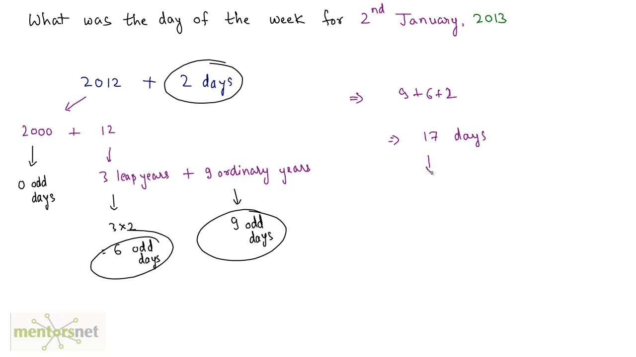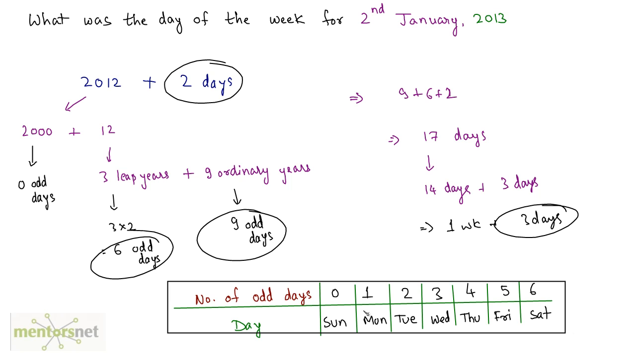Right, now 17 days can be written as 14 days plus 3 days. 14 days is actually 2 weeks plus 3 days. So we have 3 odd days in all for the time period from 1st January to 2nd January 2013. To know which day was on 2nd January 2013, we have a table. Let me write it. We have just given a particular number to each day of the week. So if you have the number of odd days as 3, then it's a Wednesday. Right. So 2nd January of 2013 is a Wednesday.